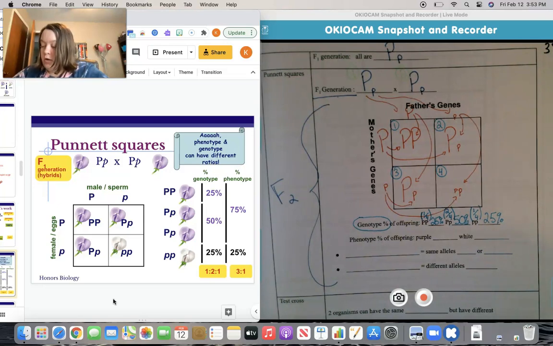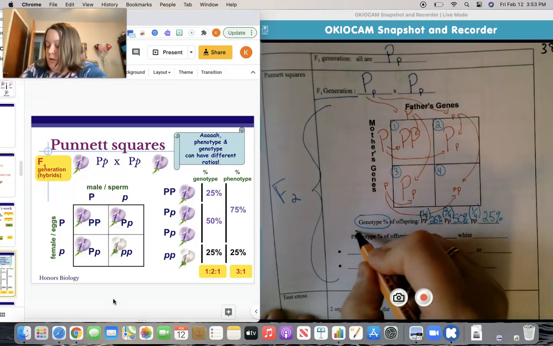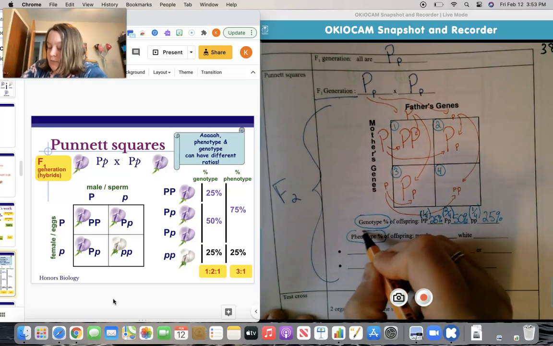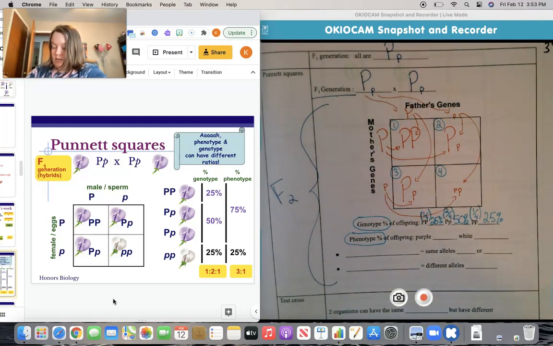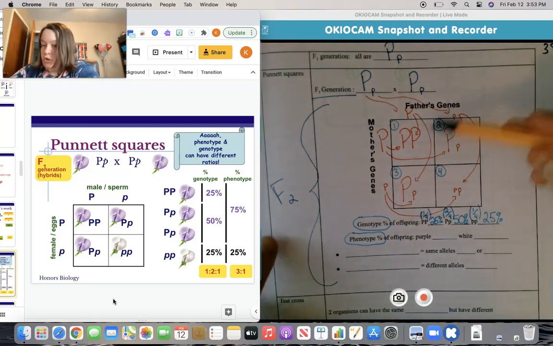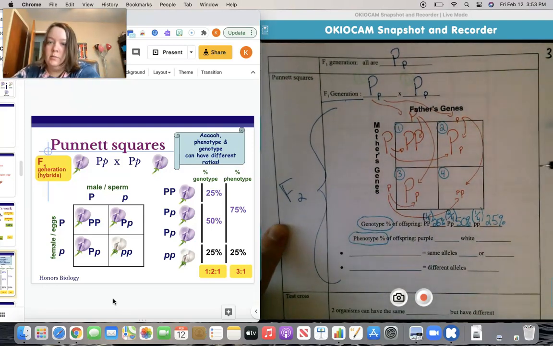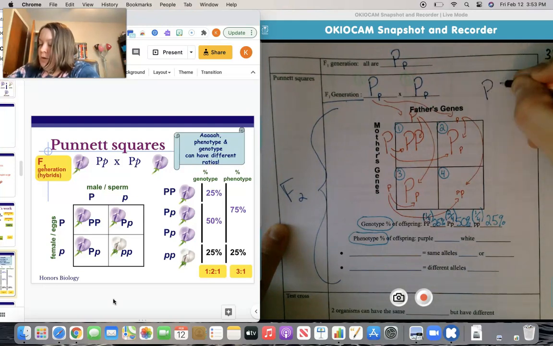Now we need to look at the phenotype. Remember, phenotype is what you look like. There are 3 possibilities for the genotype combinations, but there's only 2 possibilities for what they could look like. Remember, big P was purple, little p was white.